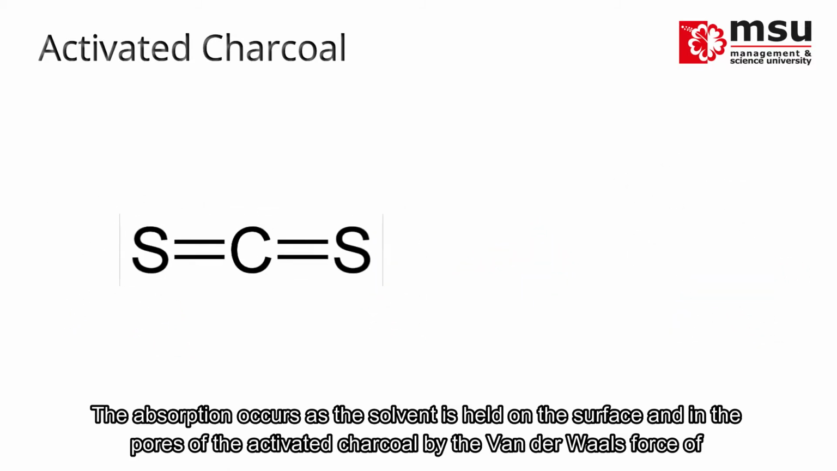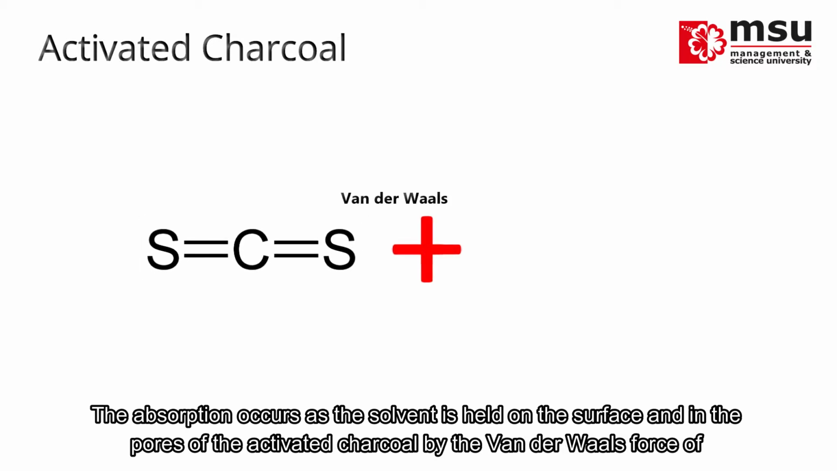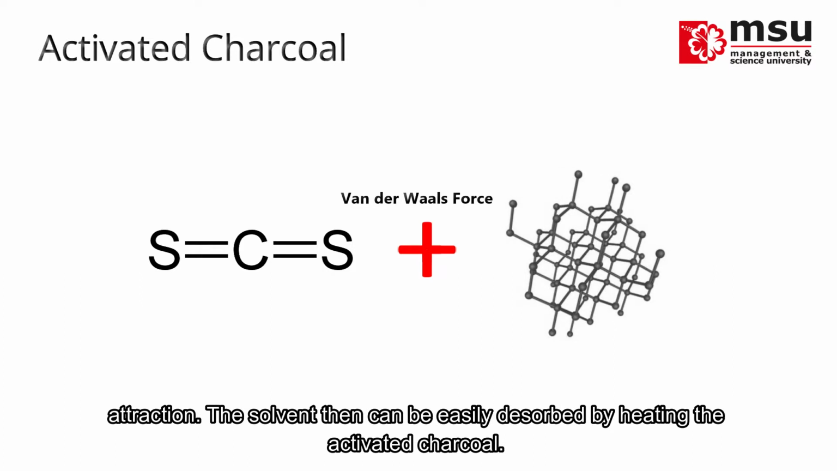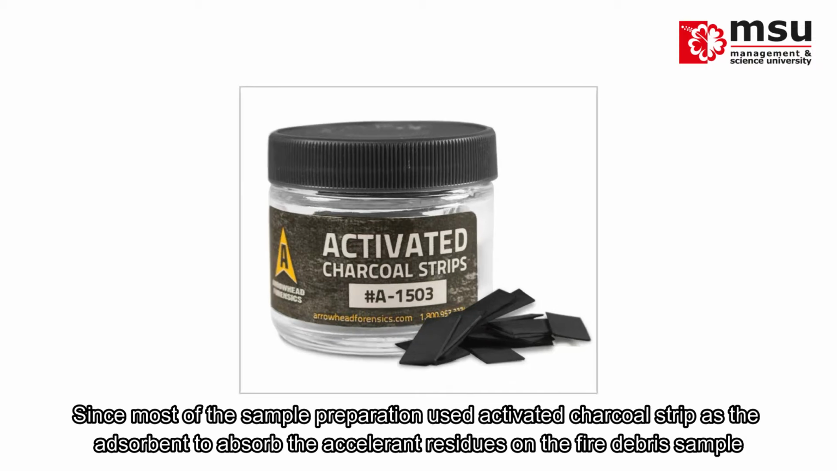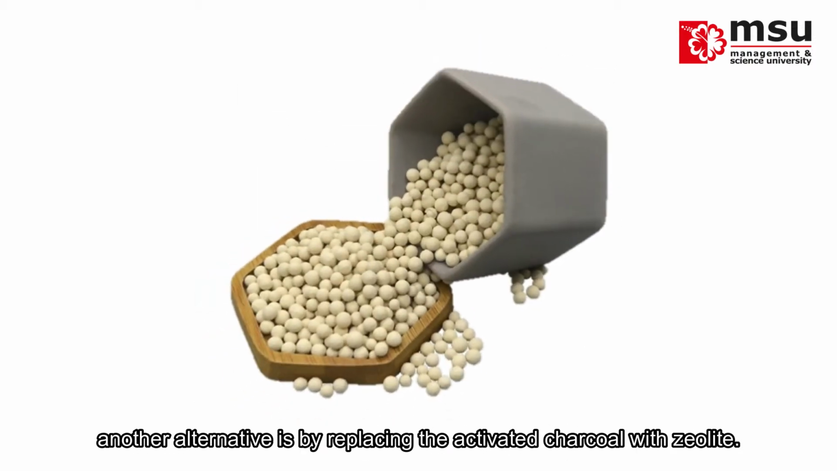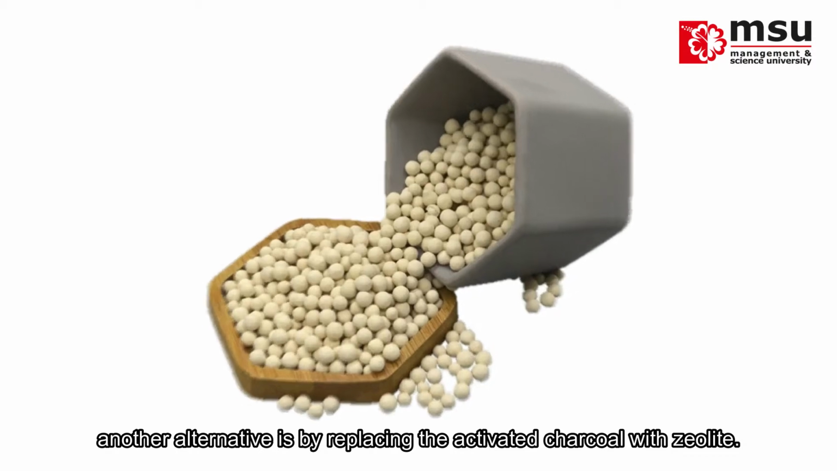The adsorption occurs as the analyte is held on the surface and in the pores of the activated charcoal by van der Waals forces. The analyte can then be easily desorbed by heating the activated charcoal. Since most sample preparation uses an activated charcoal strip as the adsorbent to absorb the accelerant residues on the fire debris sample, another alternative is replacing the activated charcoal with zeolite.